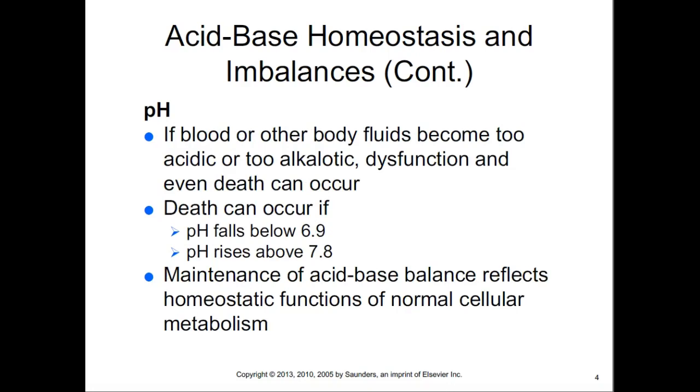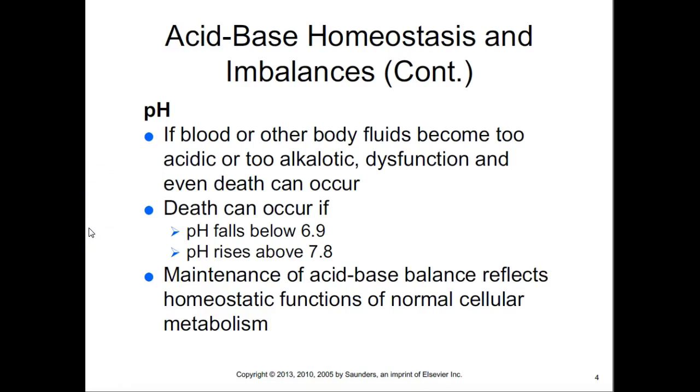All right, so if your blood becomes too acidic or too alkaline, a dysfunction can occur in any one of your organs, and even death. Death is going to occur if your pH falls below 6.9 or rises above 7.8. So you really want to stay within 7.35 and 7.45. Outside of that, it could be detrimental. All right, so again, this is normal.